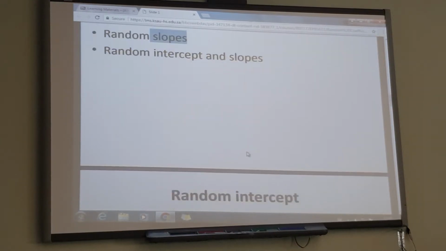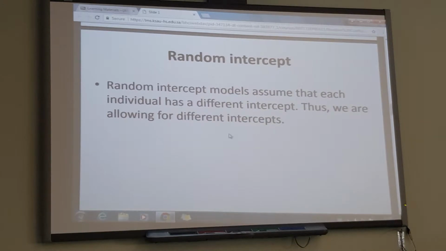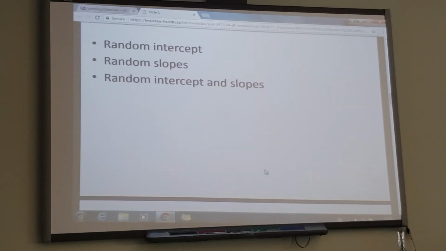You see that? Now for random intercept, the random intercept assumes that each individual has a different intercept. Simple. It's called random intercept. Okay, but they're having a common slope, which is allowing for a different intercept but a common slope. So that means they're having one slope but a different intercept. You can imagine how this line would be, right? So basically they start at different levels.